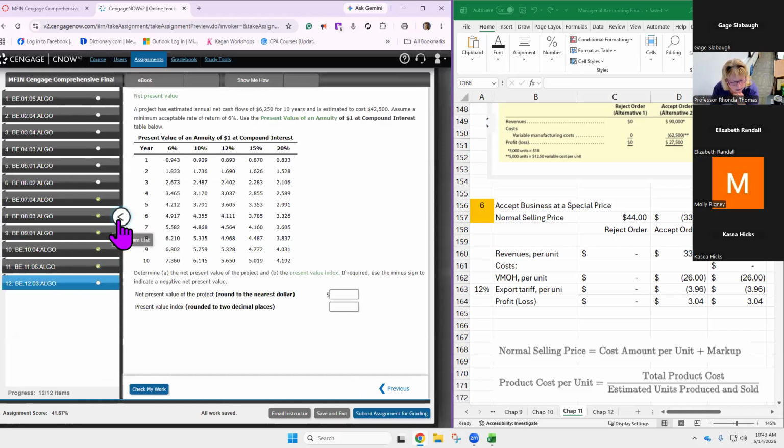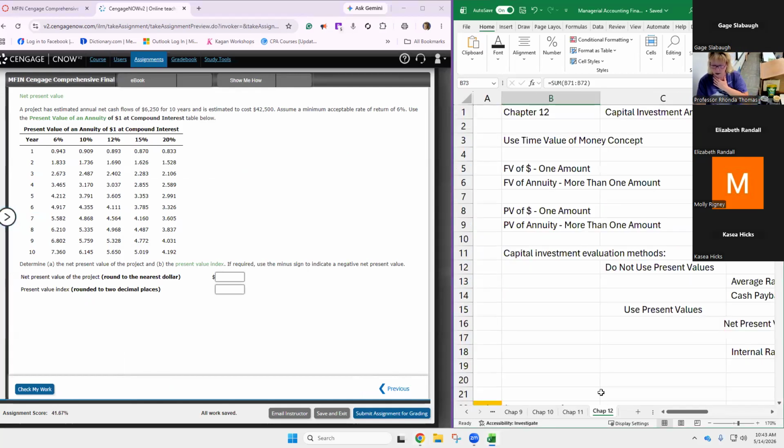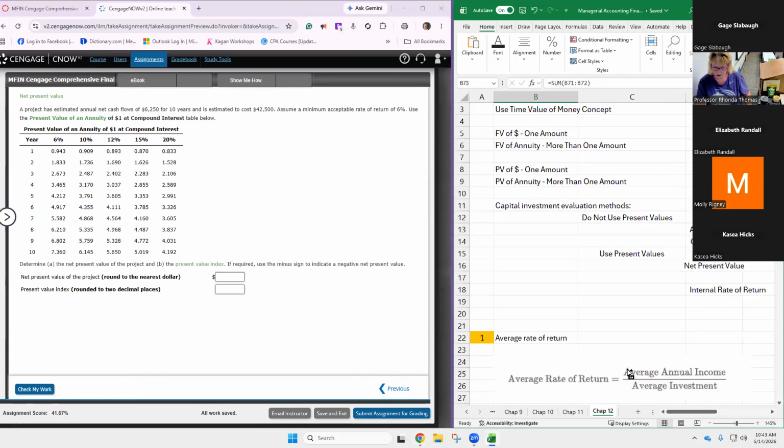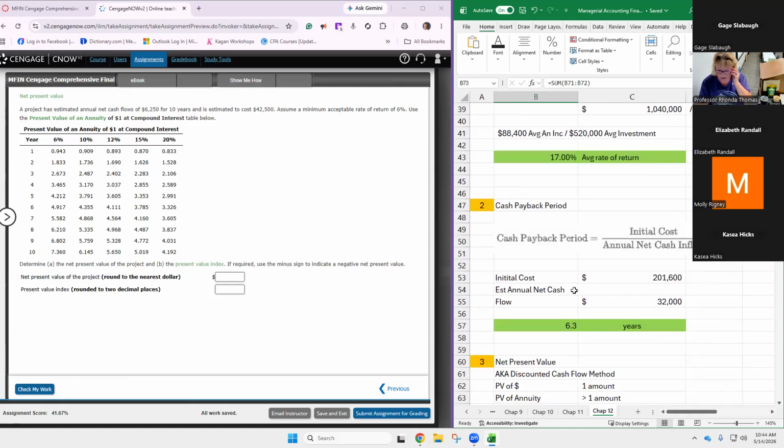Last question. This is for evaluating capital investment projects. This was our last chapter. And we used time value of money here. In fact, we're going to use the analysis called the net present value. Net present value. So I'm going to scroll down.